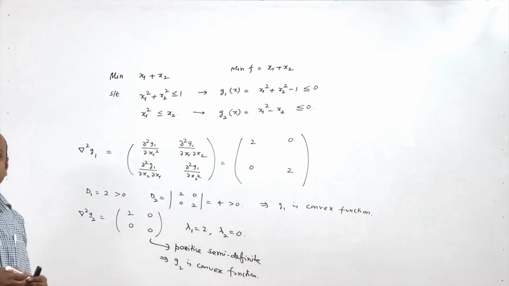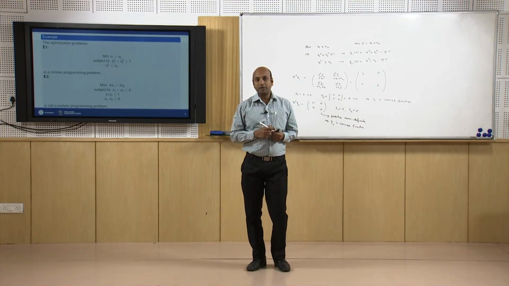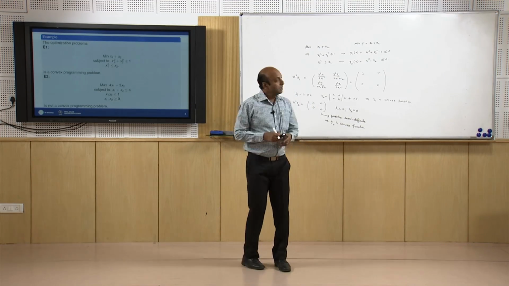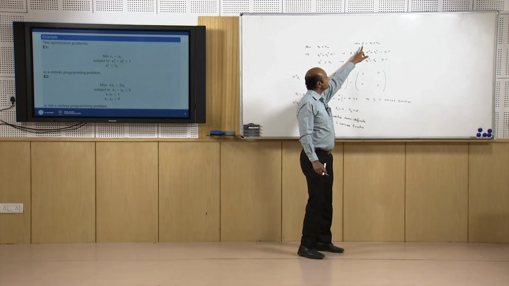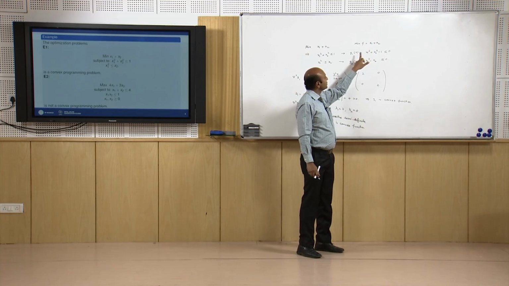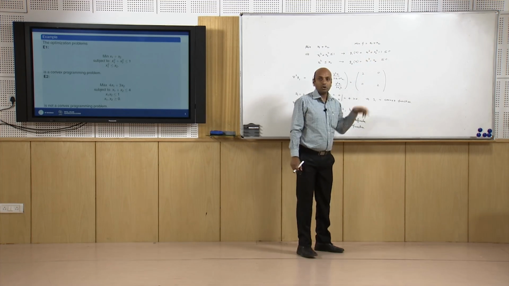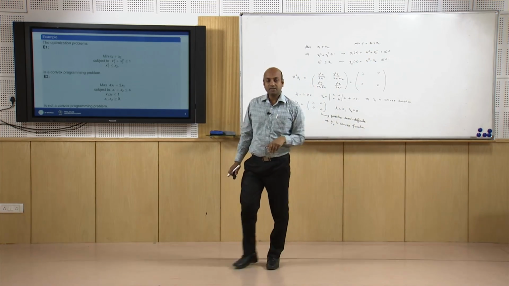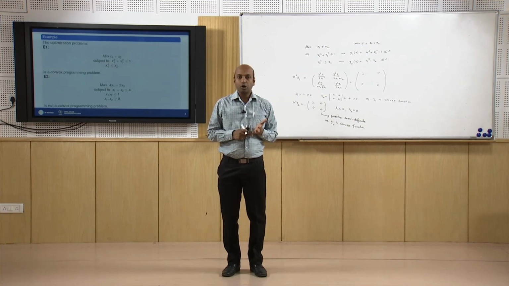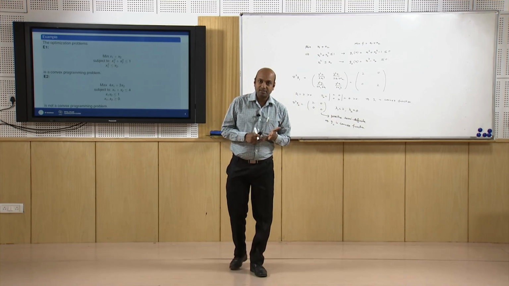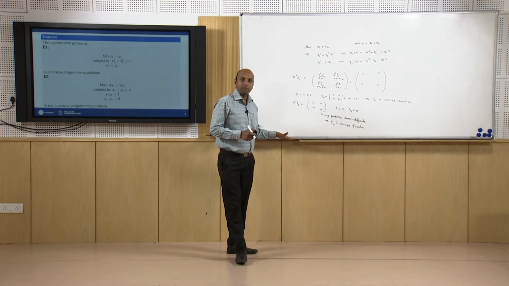So, hence we have seen that for this particular example E1, the objective function f is convex, constraint G1 is convex, constraint G2 is convex. Hence, it is a convex programming problem, because the involved objective function and all the constraints are convex.